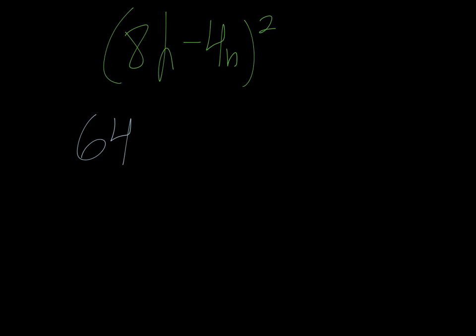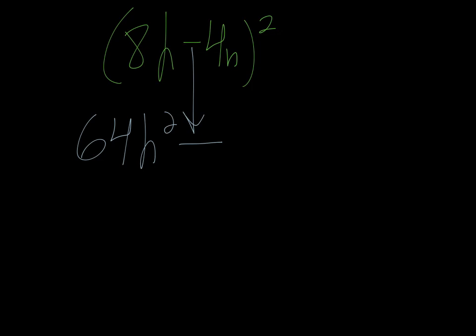For number 20, we have 8h minus 4n. Don't you love when they use h and n in the same problem? Squared. The first term squared is going to be 64h squared. And then we know it's going to be negative because of this minus in the middle. 8h times 4n would be 32hn.